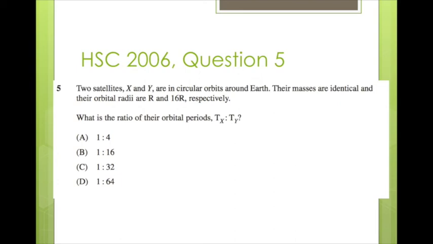Welcome back to Earth, and let's do a few HSC past questions to revise what we have learned today. This is a question from HSC 2006. It says, two satellites, X and Y, are in circular orbits around Earth. Their masses are identical, and their orbital radii are r and 16r respectively. And we are asked to find the ratio of their orbital periods, Tx and Ty.